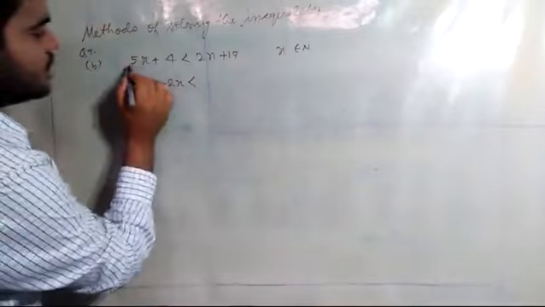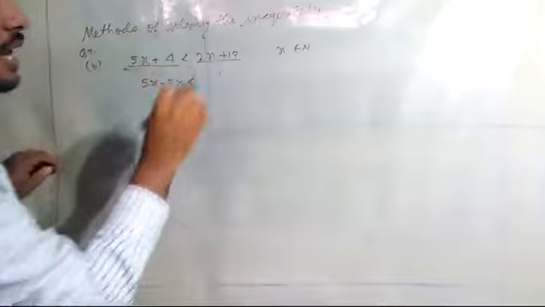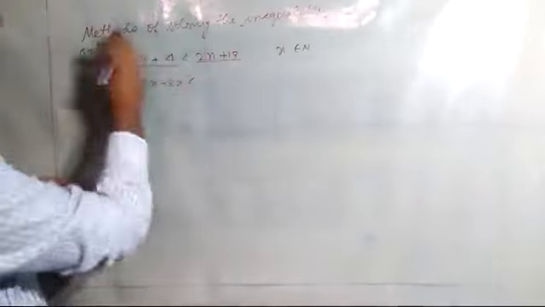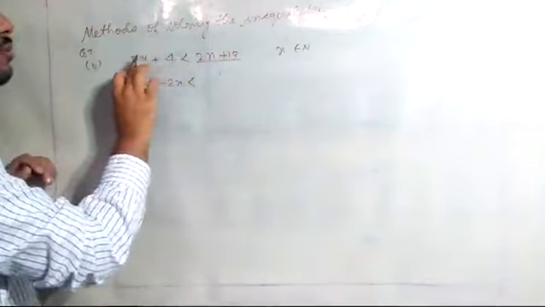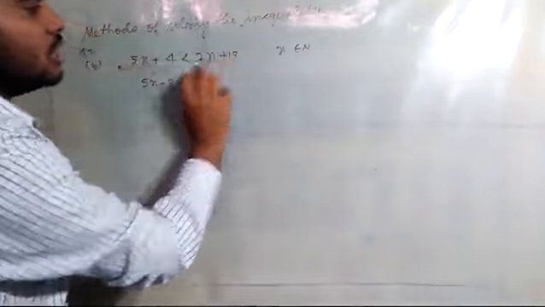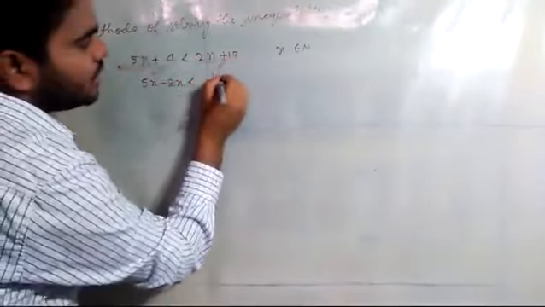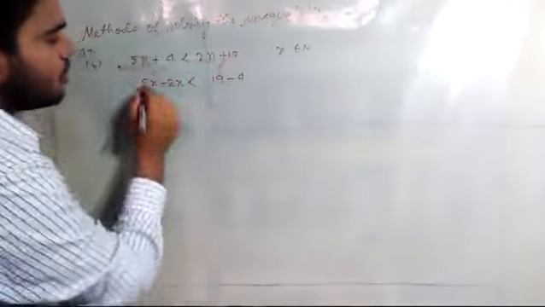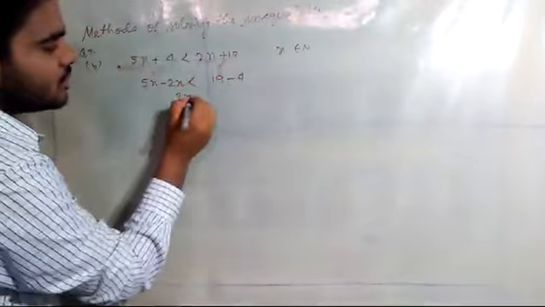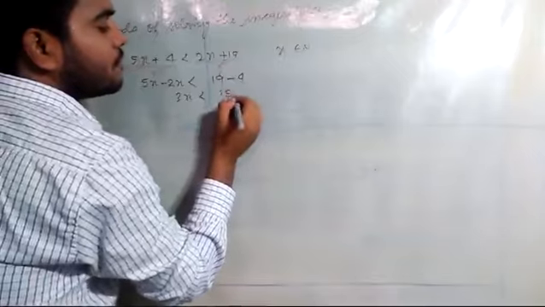See here, the denominator is 1 entirely. Like in equations, when you transferred numbers from numerator to numerator there was only a change of sign, no change in the inequality. Here also there will not be any change. So 5x minus 2x, and 19 minus 4. 5 minus 2, 3x less than 19 minus 4, which is 15.